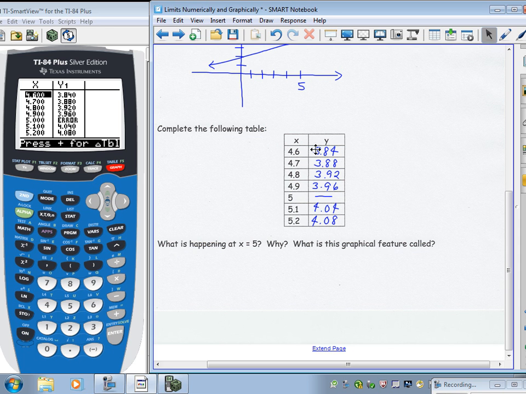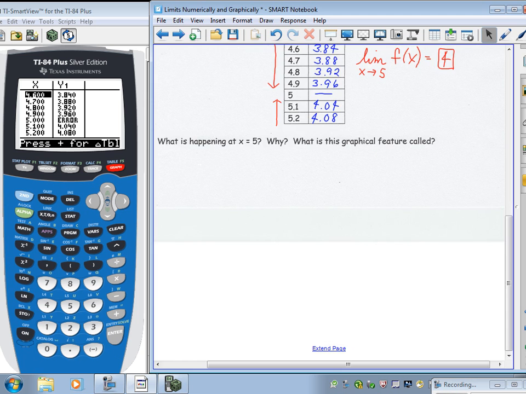So again, you're looking at this from the point of view of a table, approaching 5 from the left and approaching 5 from the right. The limit here, limit as x approaches 5, is what? 4. Question, Valerie? For these, do we still have to answer like decimal points? For your tables? Okay. What's happening at 5? We kind of talked about that already. There's a hole in the graph.